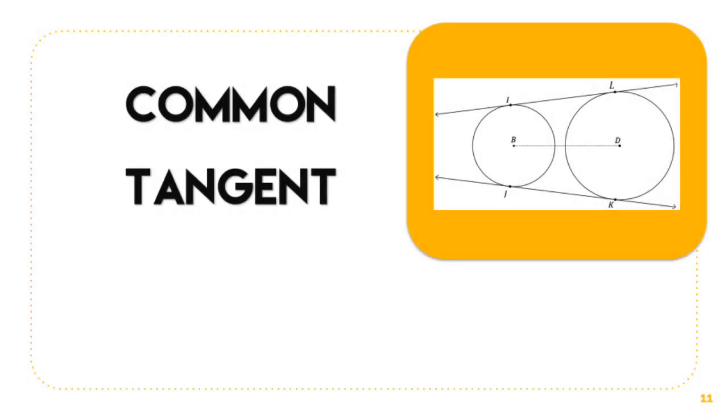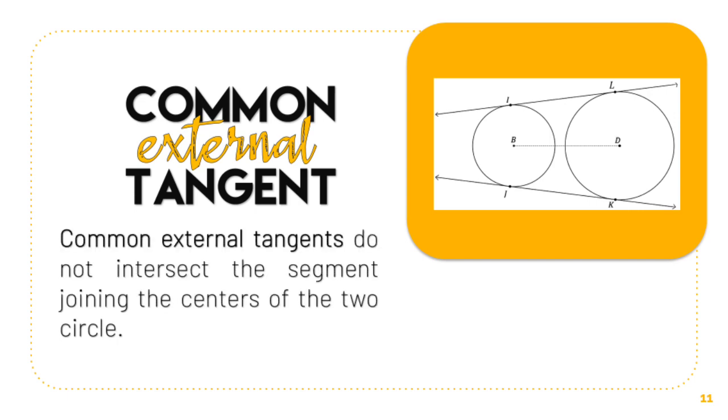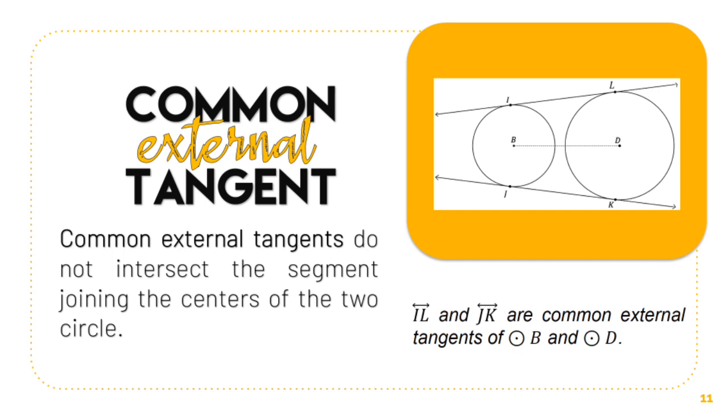The other type of the common tangent is the common external tangent. It does not intersect the segment joining the centers of the two circles. In the figure, we have line IL and line JK as the common external tangents of circle B and circle D. These two lines do not intersect segment BD.